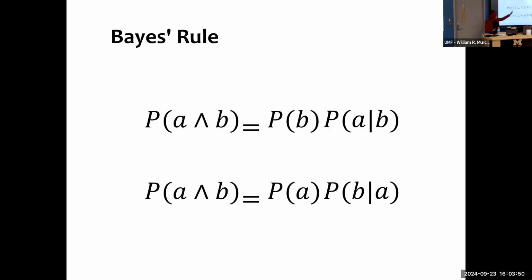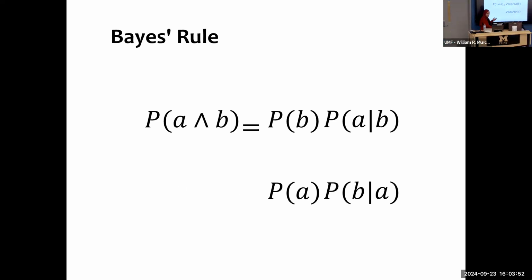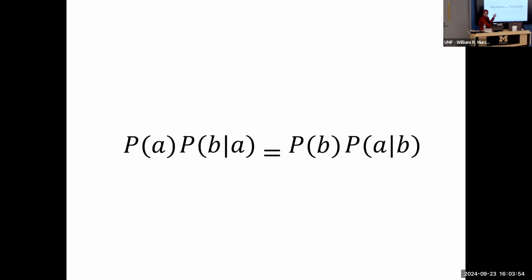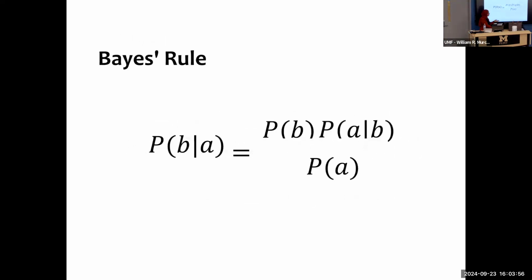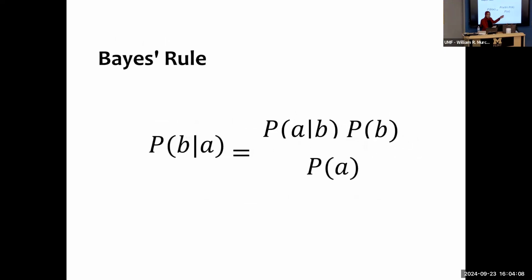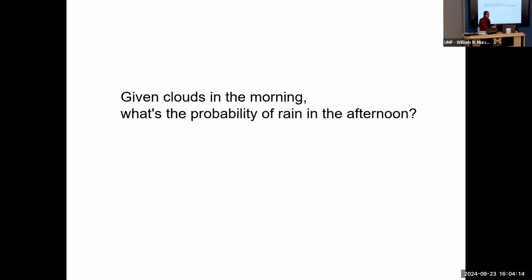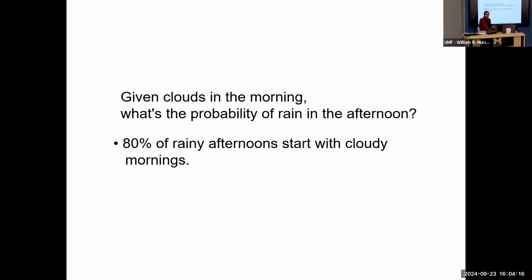These are equal, and if I put this in the same equation, what can I conclude? I can conclude that the probability of B given A is equal to the probability of B multiplied by the probability of A given B divided by the probability of A. And this is the Bayesian rule. If I do the opposite, I can also have the opposite. So here I'm giving an example, an application of the Bayesian rule.